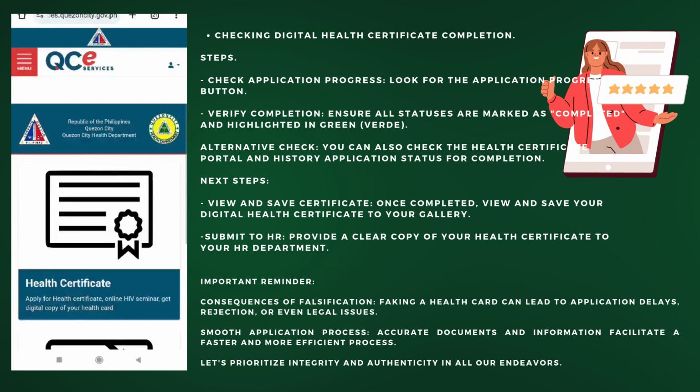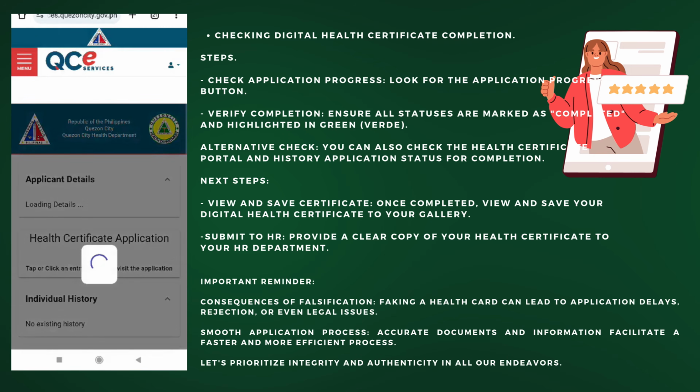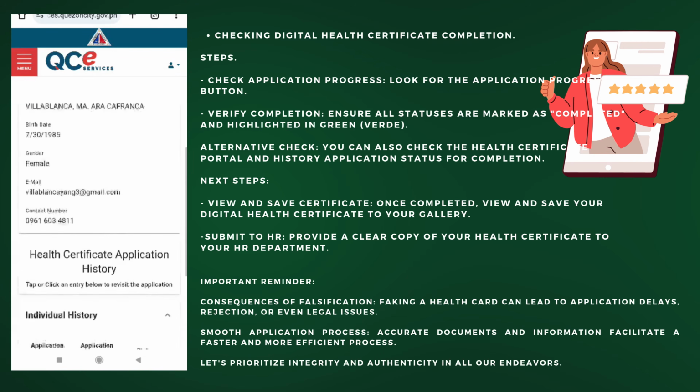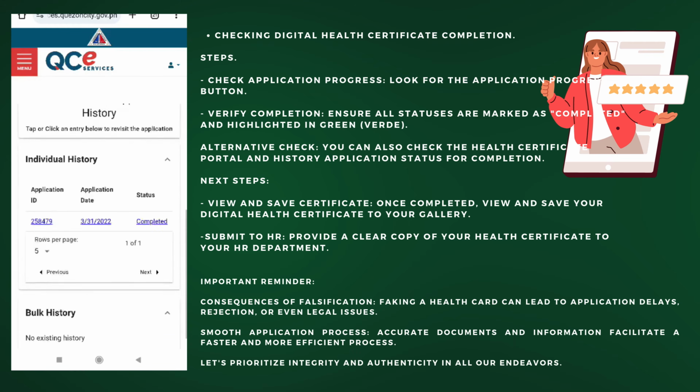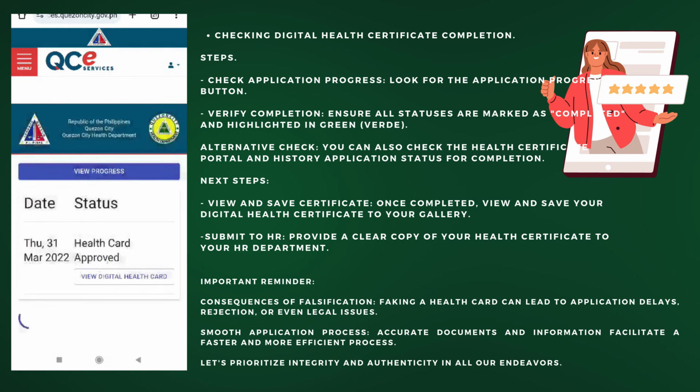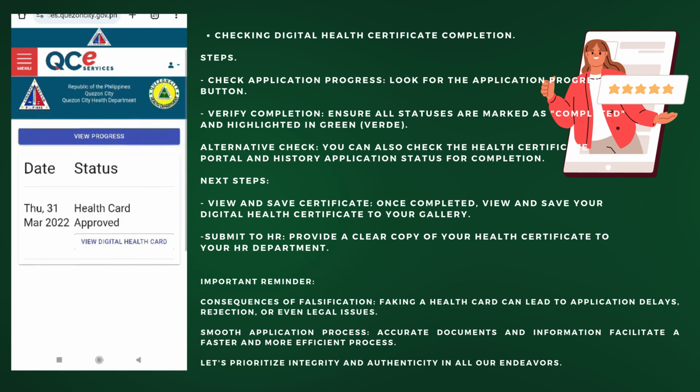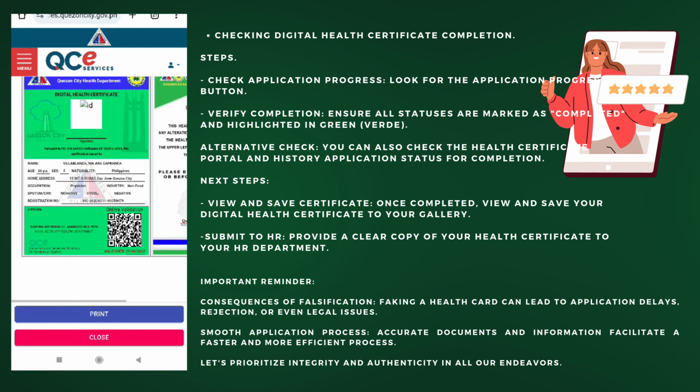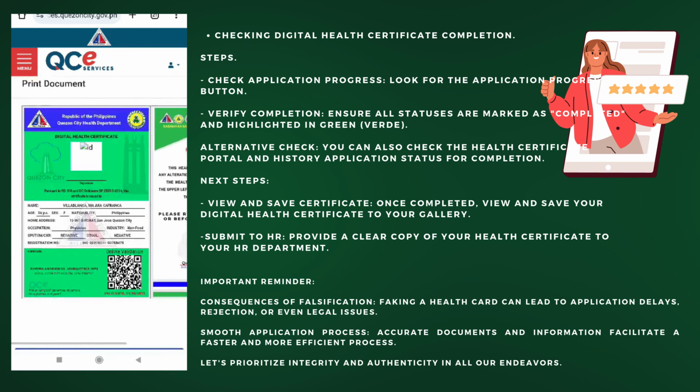Checking digital health certificate completion. Steps. Check application progress. Look for the application progress button. Verify completion. Ensure all statuses are marked as completed and highlighted in green, verde. Alternative check. You can also check the health certificate portal and history application status for completion.